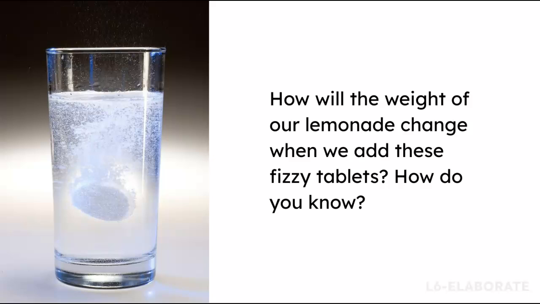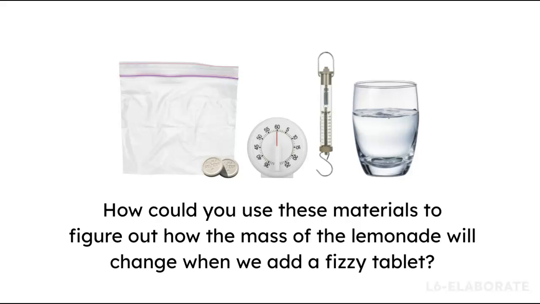For the Elaborate portion, you'll tell students that people at the picnic are asking for fizzy lemonade. We decide that we can make it by adding these fizzy tablets to our lemonade. You'll ask how the weight of the lemonade will change if we add the fizzy tablets. You'll allow students to turn and talk and then share their ideas. You'll then prepare for the Matter and Chemical Changes activity.